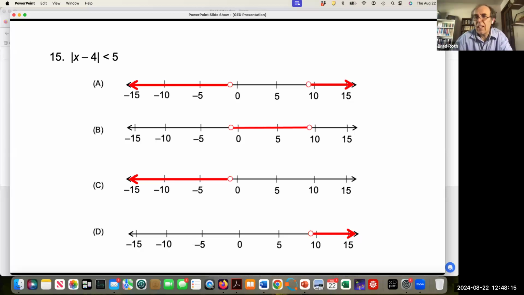No use spending a lot of time trying to come up with a real fancy method to solve these. In general, these questions tend to be simple enough that the simplest method is the best method. And it turns out that the answer is B in this range. For instance, you could try 0. Absolute value of minus 4 is 4. 4 is indeed less than 5. So 0 has got to be included in the range. So they will sometimes run into inequalities as well as equalities.